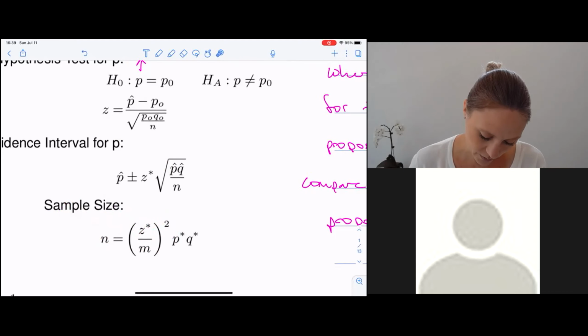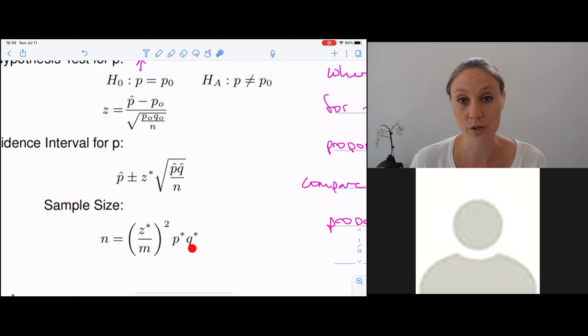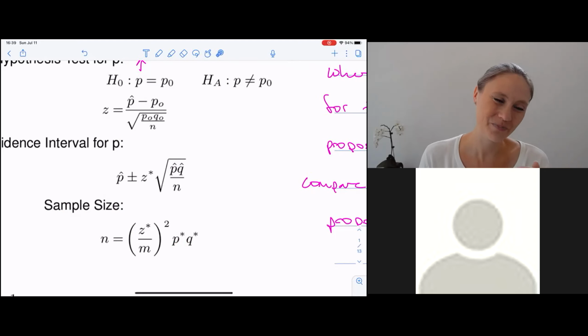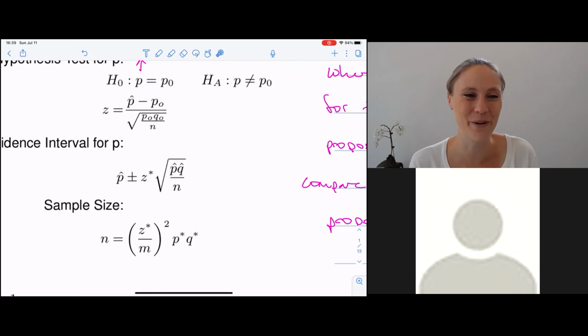Okay. We know what Z star is. M is still going to be the margin of error. And the only thing we don't know about is P star, Q star. Q star is, of course, 1 minus P star. But what is P star? You'll have to stay tuned to find out. It's at the end of the part 1 notes if you're interested, but I want to hold off.